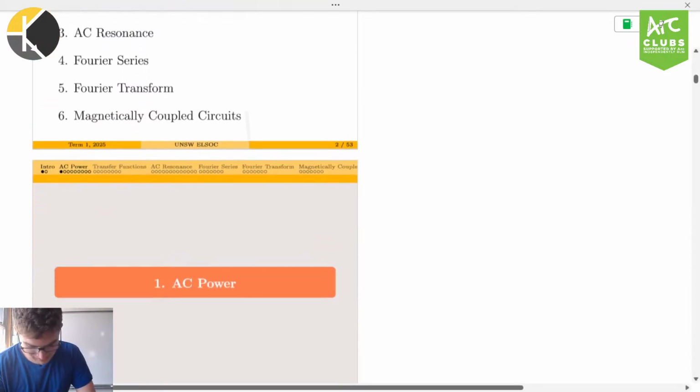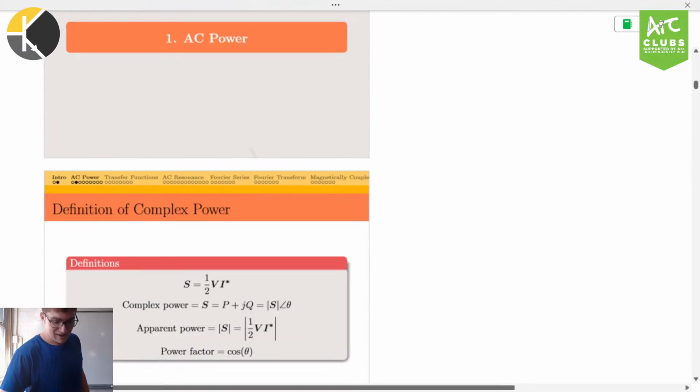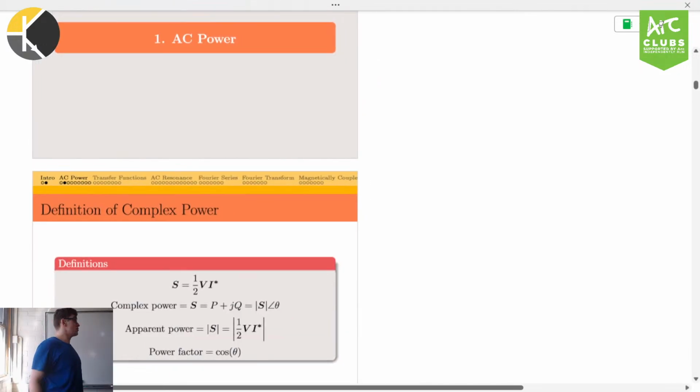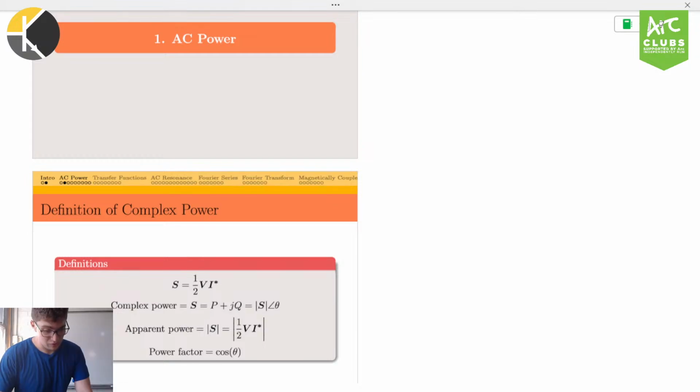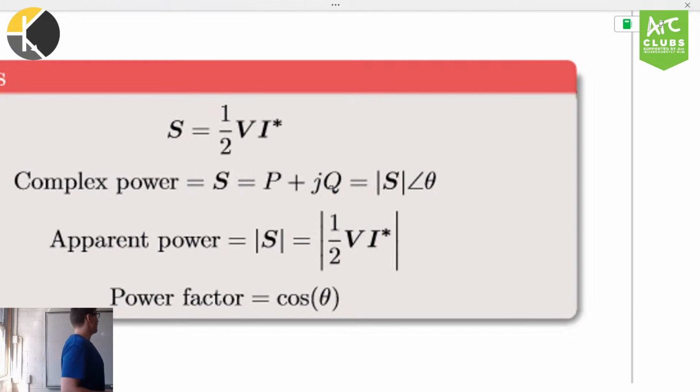Okay. Let's start with AC power. I'm just going to go through some notes. This should all be familiar to you. If you remember in ELEC Pod 1, you had power, right? You might have even mentioned complex power, but we're going to deal with it a lot more in this subject.